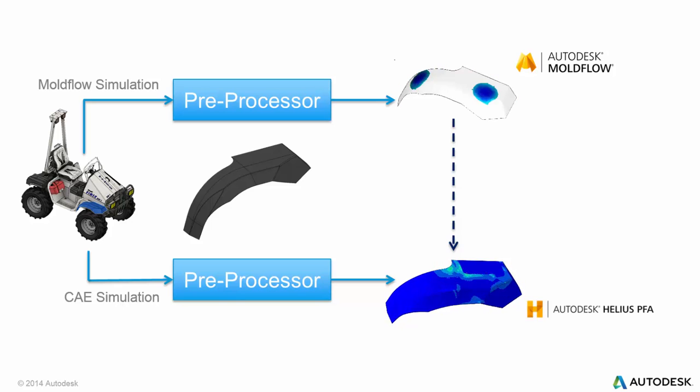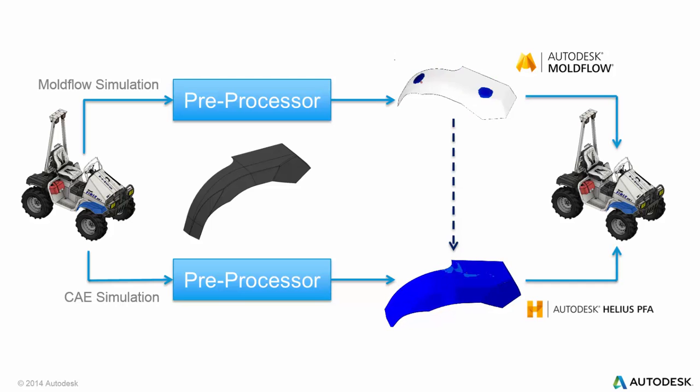Autodesk Helios PFA can bridge the gap between manufacturing simulation and structural simulation by mapping material properties, fiber orientations, and warpage predictions from an Autodesk mold flow simulation to structural simulation using the Advanced Material Exchange.